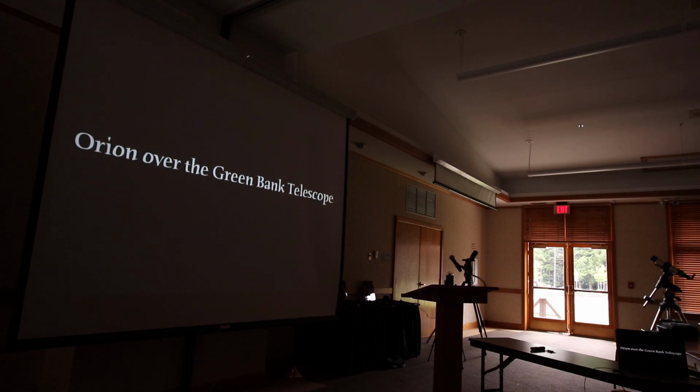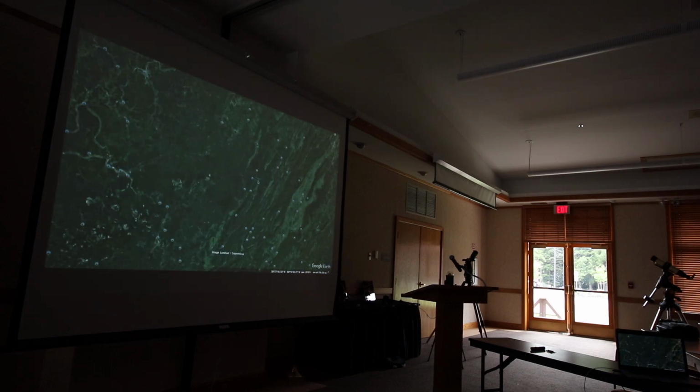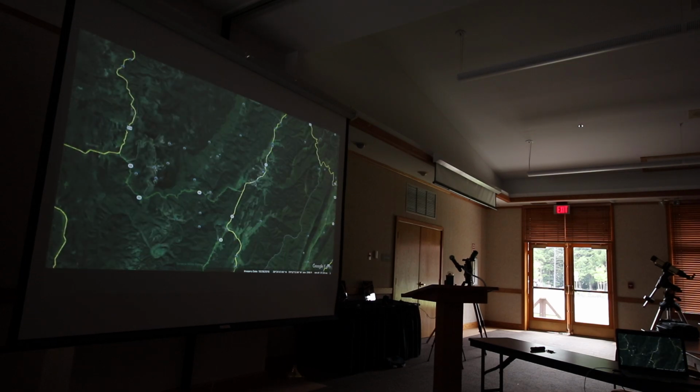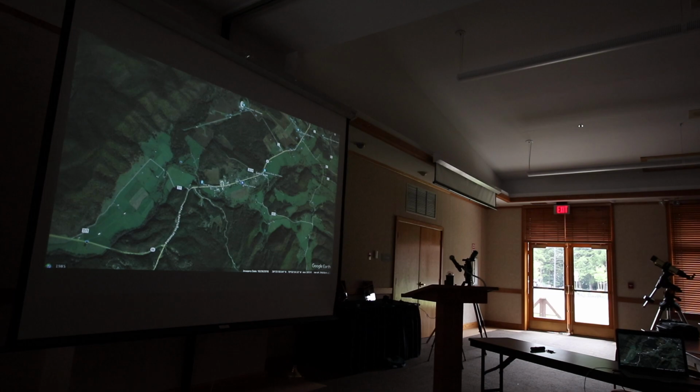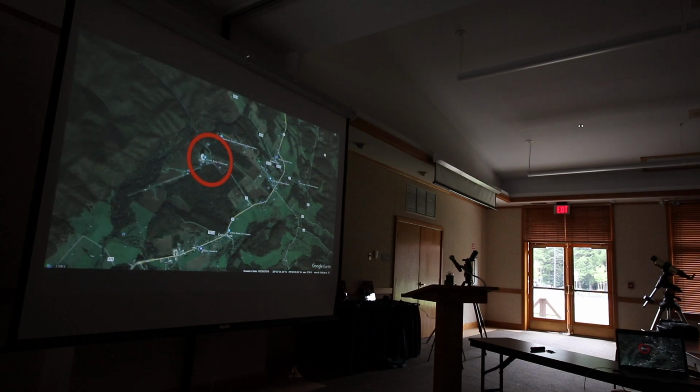So this is my first plan. I'm just going to go through the entire plan. This is a ride over the Green Bank telescope. So I'm starting in Google Earth, and we'll zoom in here to the little town of Green Bank. And here is the telescope, and you're limited to where you can actually photograph the telescope. You have to go from the parking lot, which is about a mile away.